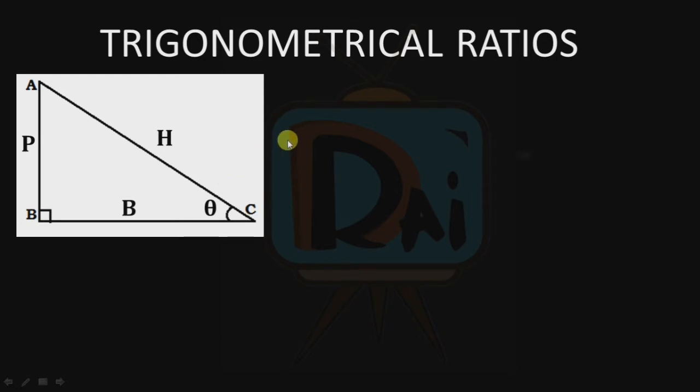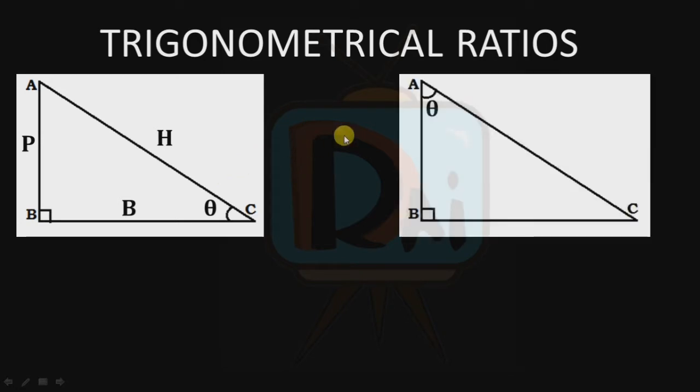Let me give you another example also. Right angle triangle ABC, where angle B is equal to 90 degrees and angle A is equal to theta. Side opposite to 90 degrees is the hypotenuse. Side opposite to a given angle is the perpendicular, and the other side is known as the base.